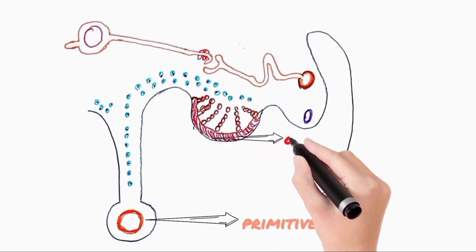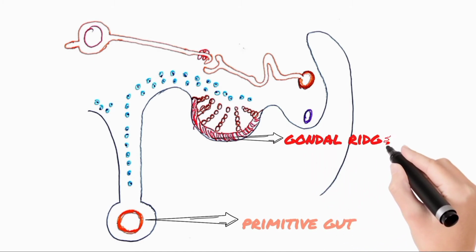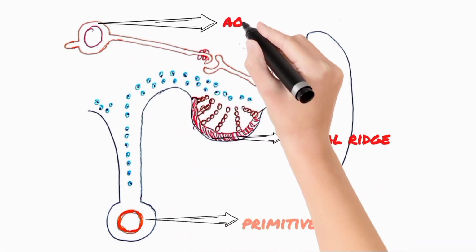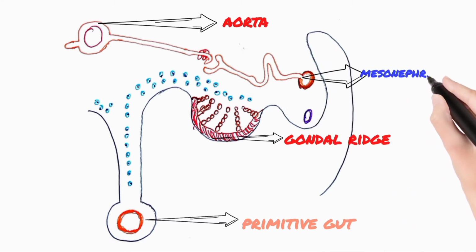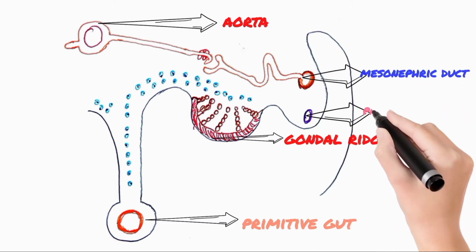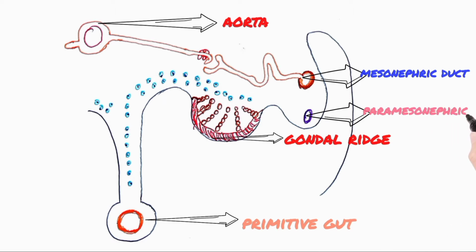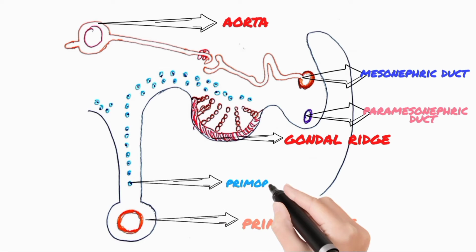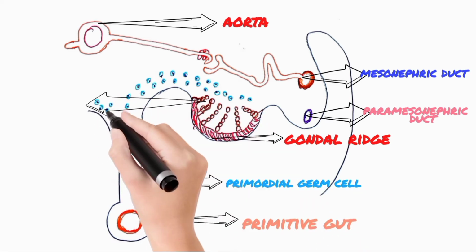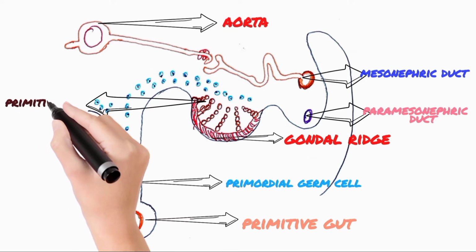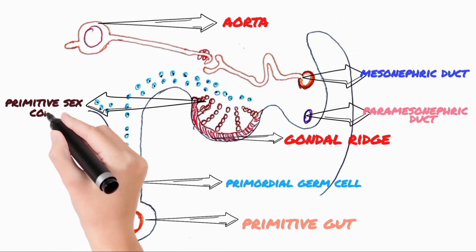At the fourth to sixth week of fetal life, the primordial germ cells migrate from the primitive gut to the gonadal ridge by amoeboid movement. Before the migration of the primitive germ cells, in this gonadal ridge, the mesenchyme proliferates into the primitive sex cords. Until the sixth week, the sex cells are not differentiated in fetal life.